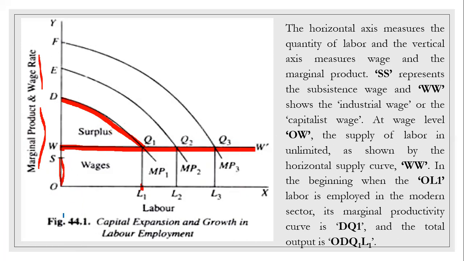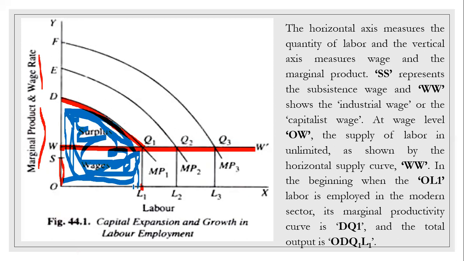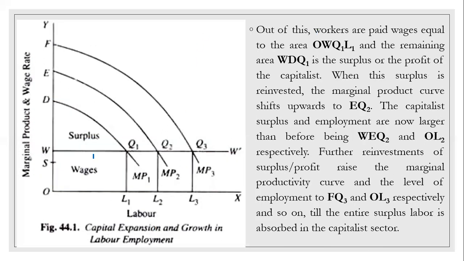This much area is the total output. So when the OL1 labor is employed, we get this much area as the total output. Out of this total output, workers are paid a wage equal to the area OWQ1L. This is the workers' wage. And the remaining area WDQ1 is the surplus or the profit of the capitalist.